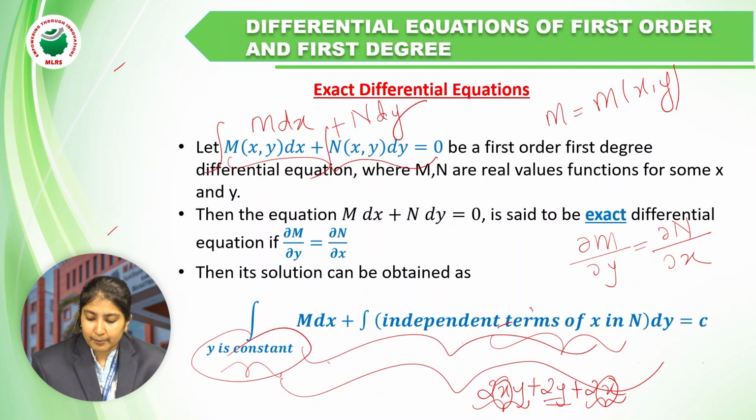As we know from our previous classes, we know how to perform integration. And here this is a constant. So for the differential equation m dx plus n dy equal to 0, the solution is given by integral of m dx plus integral of n dy equal to constant, where in terms of m you should take y as constant, and in terms of n you should take only those terms which are independent of x.